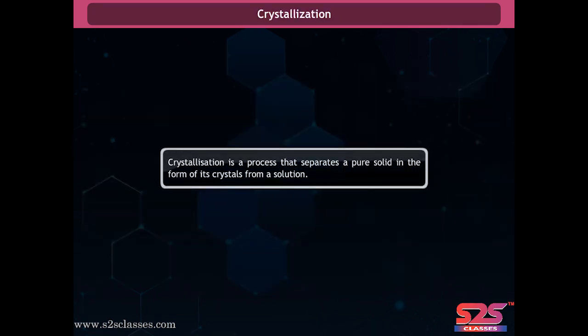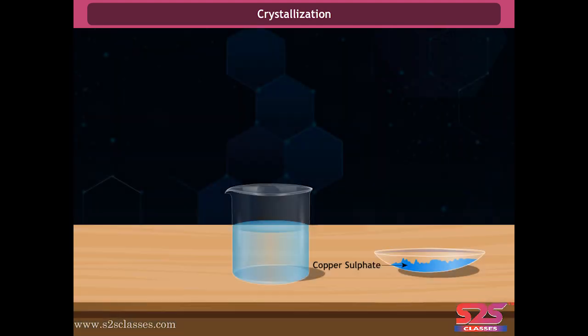Crystallization. Crystallization is a process that separates a pure solid in the form of its crystals from a solution. Crystallization technique is better than simple evaporation. Let us explain with the help of an activity. Take approximately 5 grams of an impure sample of copper sulfate in a beaker.